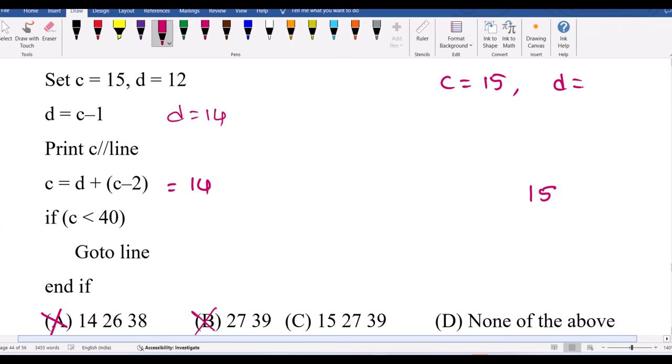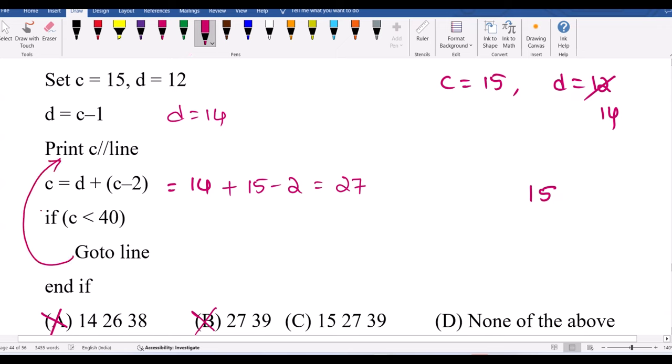D is updated to 14. Take that updated one. D is 14. Fine. Then C equal to D plus C minus 2. 14 plus 15 is 29, minus 2. We got 27. Okay. Now, if C is less than 40. Yes, 27 is less than 40, satisfied. I have to go to the print statement. Means I have to print C value 27. Next, again, I need to update. Now C is 27.